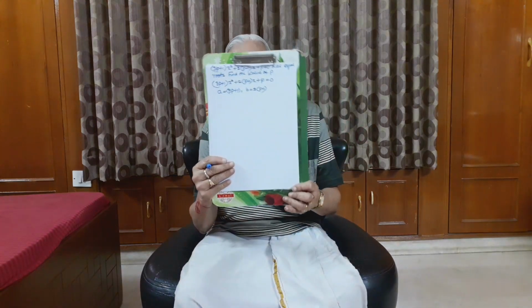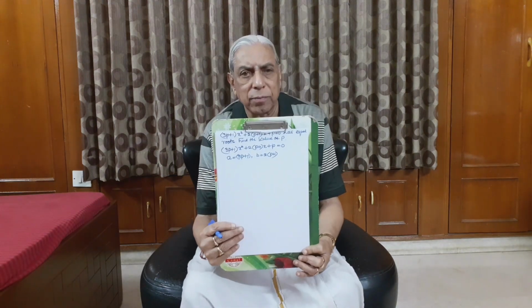What is the value of a here? Write down. Here a equals 3p plus 1. Put it in brackets, because it is a binomial. b equals again 2 times p plus 1. Leaving x, everything else is the coefficient. 2 times p plus 1. Then what is the value of c? c is equal to p.